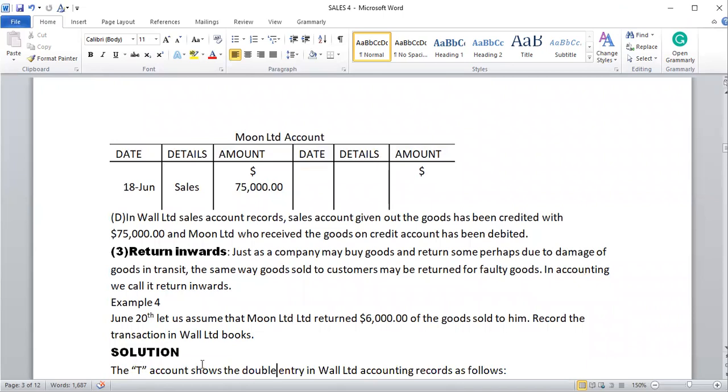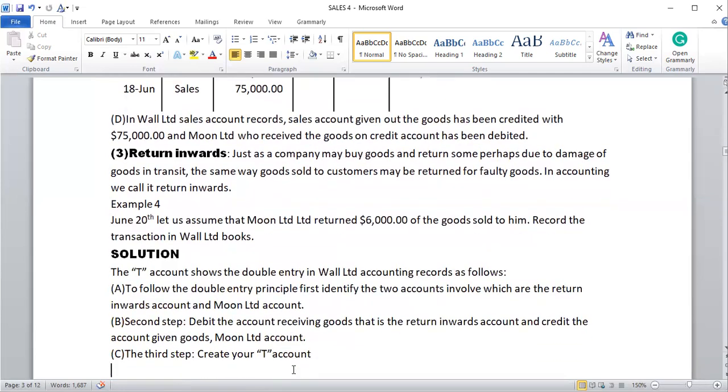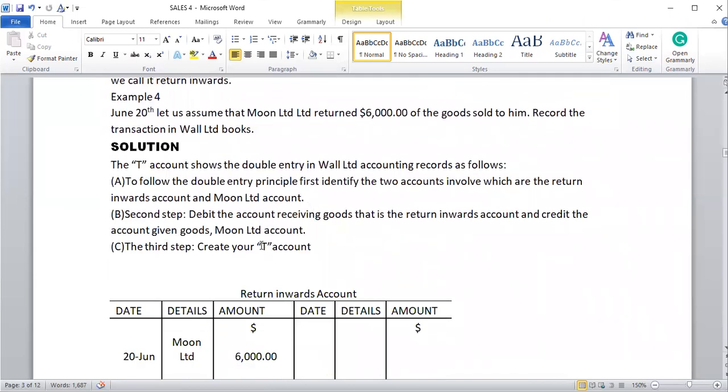Solution. The T account shows the double entry in World Limited records as follows. A, to follow the double entry principle, first identify the two accounts involved, which are the returns inwards account and the Moon Limited account. Then the second step, B, debit the account receiving the goods, that is the returns inwards account, and credit the account giving out the goods, that is the Moon Limited account. So you identify the two accounts, in this case, returns inwards account and Moon Limited account. Then debit the account receiving the goods, that is the returns inwards account, and credit the account giving out the goods, that is the Moon Limited account.